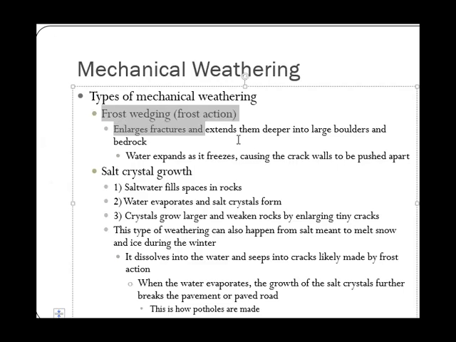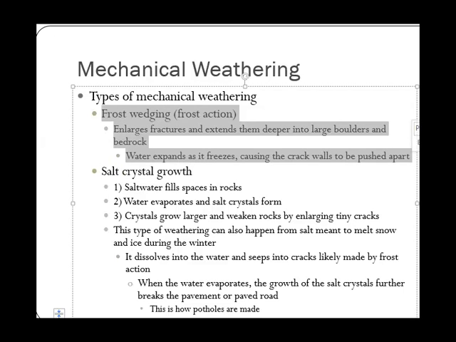One possibility is frost wedging or frost action. Now frost action is what I like to call the pothole effect. It becomes a lot easier to remember because what happens is the water seeps into the ground and then freezes, and when water freezes it expands, and as it expands it breaks apart the rock, and then when it melts, when it comes springtime or when it gets warmer, well then you just have the hole left.